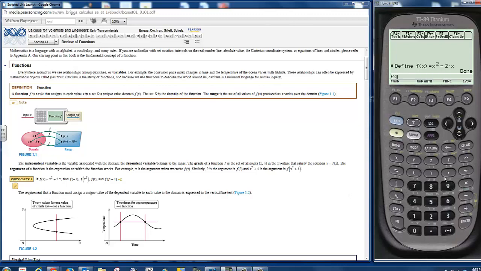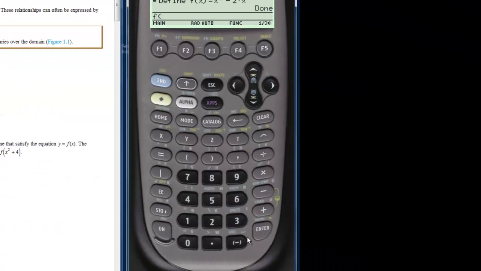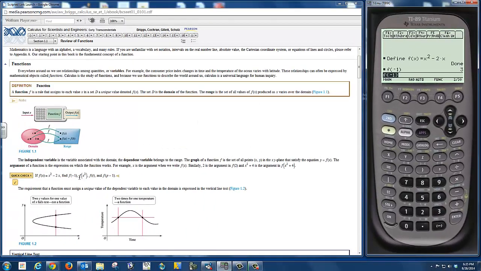F evaluated at, and be careful, this is the key for negative numbers, that's the subtraction key. So -1, close the parentheses, enter. So f evaluated at -1 is 3. Now we want f evaluated at x squared, so let's do that. F evaluated at x squared. Enter. F evaluated at t. Well, that shouldn't be too difficult. Enter. And finally, f evaluated at p minus 1.